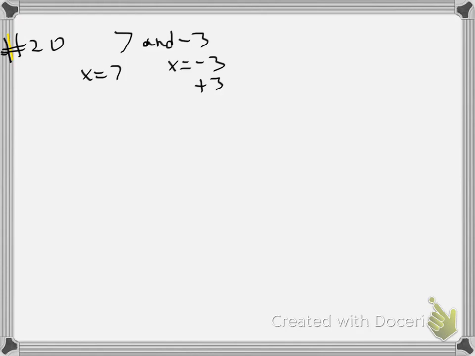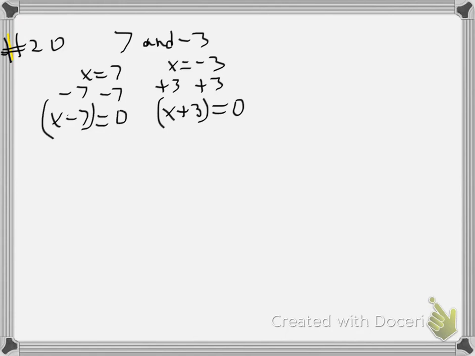So if I add 3 to both sides, I'll get the factor x plus 3 equals 0. And if I subtract 7 from both sides, I'll get x minus 7 equals 0. And so since these are my factors, if I were to multiply them together, I would get a quadratic equation. So that's what I'm going to do. x minus 7, x plus 3. Now technically you're done. It didn't say which form it's supposed to be in, but if you wanted standard form, you can just FOIL now.